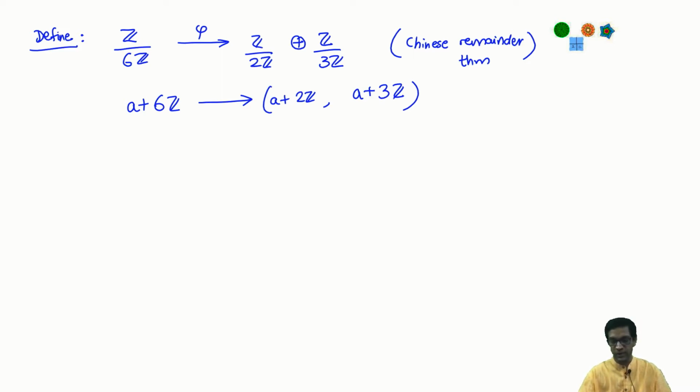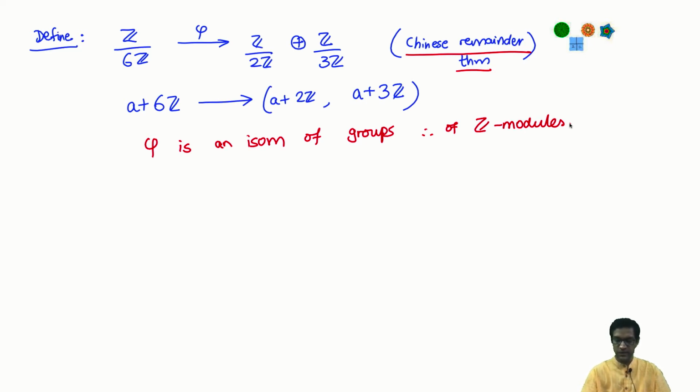Okay, so I'm sort of referring you back to this lecture, the Chinese remainder theorem. So recall phi was an isomorphism of groups. Well, they're both abelian groups in this case, so it is in fact an isomorphism of Z-modules. So in this case, the direct sum is nothing but, well, we can identify it with the Z-module Z/6Z. Okay, so the conclusion: Z/6Z is actually isomorphic to the direct sum.